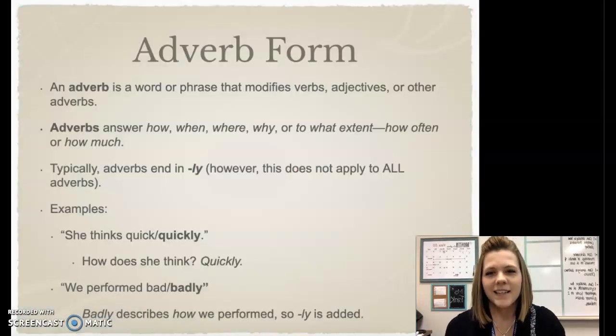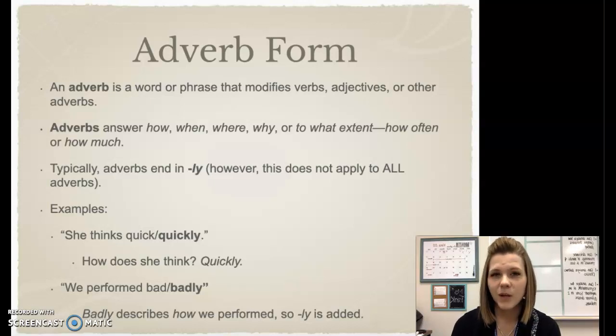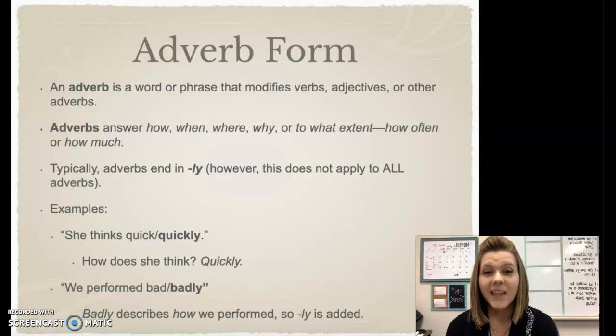So let's begin. So like I said, this first slide is just giving you a reminder of adverbs. So adjectives and adverbs are both modifying words. Adverbs, though, can be a little bit more tricky to identify and understand than adjectives. So just as a reminder, an adverb is a word or phrase that modifies verbs, adjectives, or other adverbs in the sentence. We can try to identify these words by answering the questions how, when, where, why, to what extent, how often, or how much. Another identifying feature of adverbs is some adverbs end in ly. However, this is not true to all adverbs.